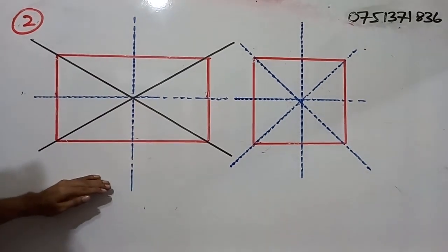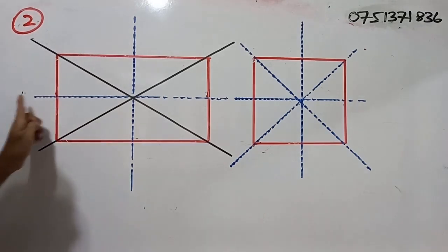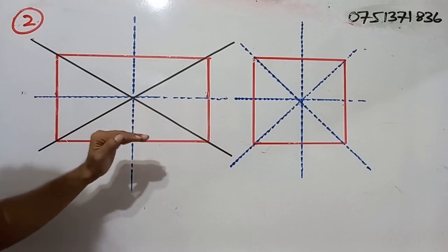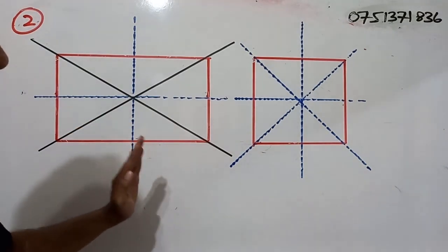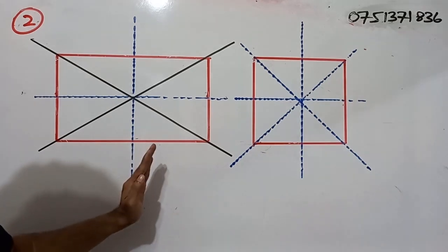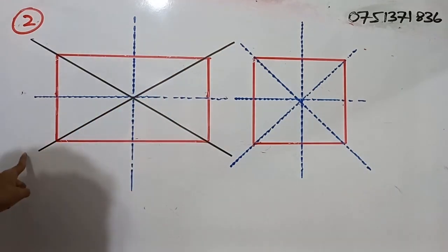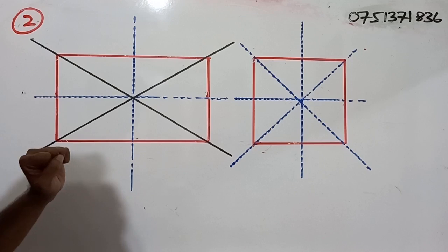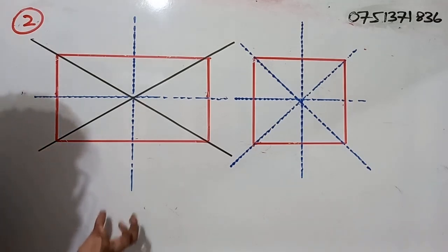So here we have a rectangle. If you focus on the blue colored lines, those 2 are the lines of symmetry regarding the rectangle. That means a rectangle has only 2 lines of symmetry. What about these 2 lines? The black colored ones. Those are not lines of symmetry. Right. So the first statement is false.